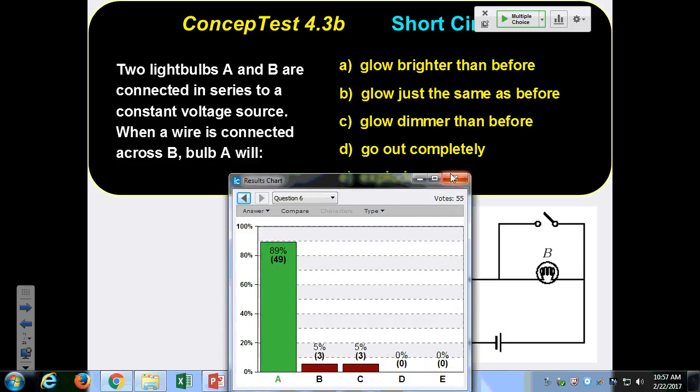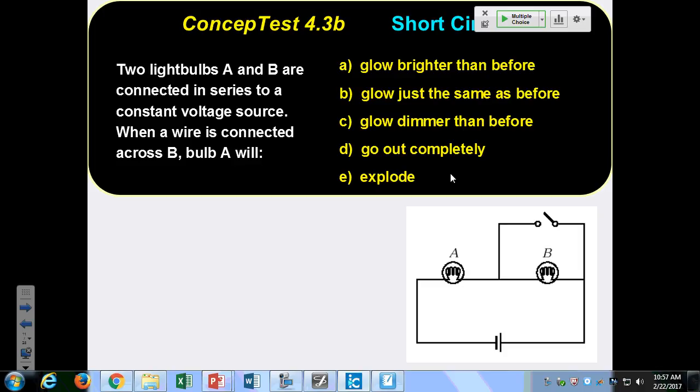All right, A is right. It's going to glow brighter than before. When we had the two bulbs, they split up the voltage, because that's what resistors in series do. But when I take this one away, this one takes the full voltage. So say if this was 12 volts, I'd have 6 and 6. But if I take this bulb away, I have 12 on that light bulb.